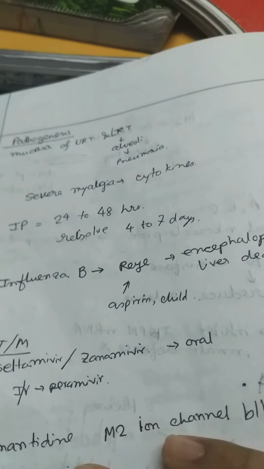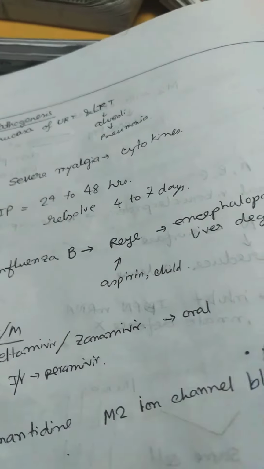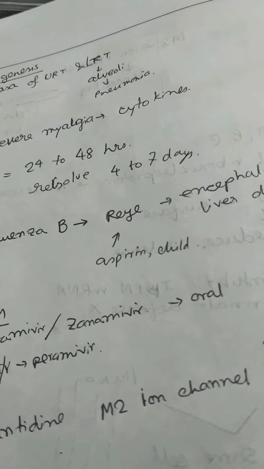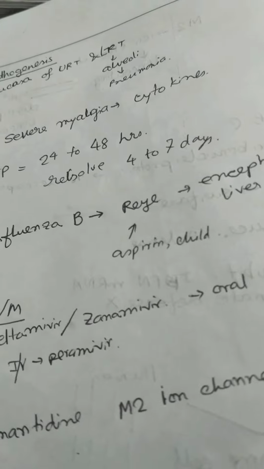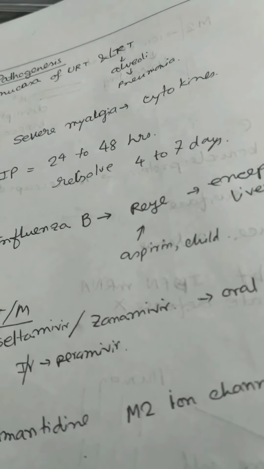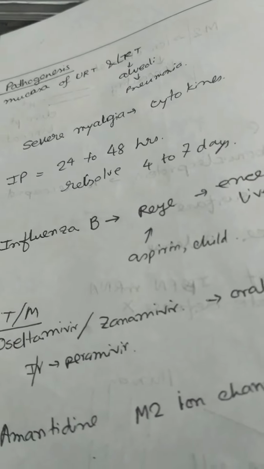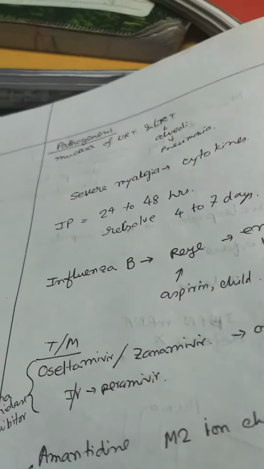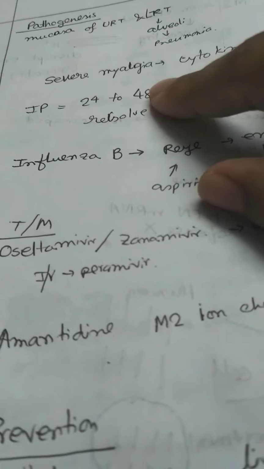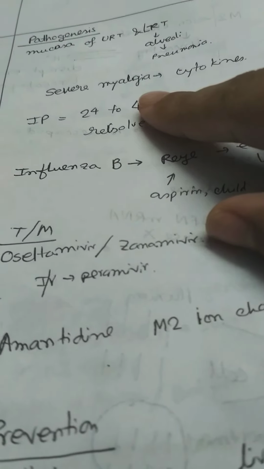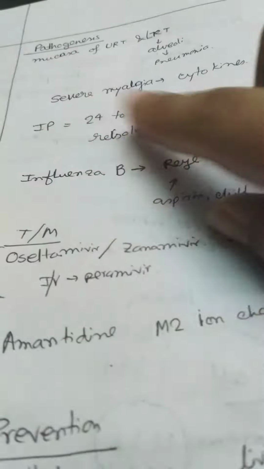Now come to the pathogenesis. The virus infects the mucosa of the upper respiratory tract and lower respiratory tract. In the upper respiratory tract, it may infect the mucosa of the nose, pharynx and larynx, and in the lower respiratory tract, it may infect the mucosa of the larynx, trachea, bronchi. If pneumonia occurs, then it will infect the alveoli. Severe myalgia may also occur due to influenza infection, and this is due to the release of cytokines. The cytokines cause severe myalgia.